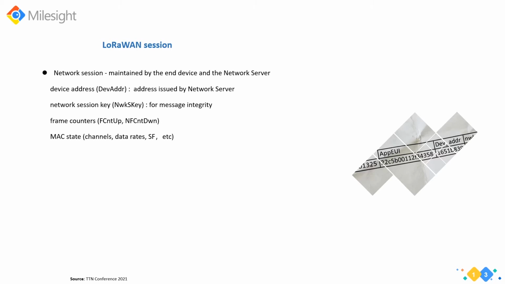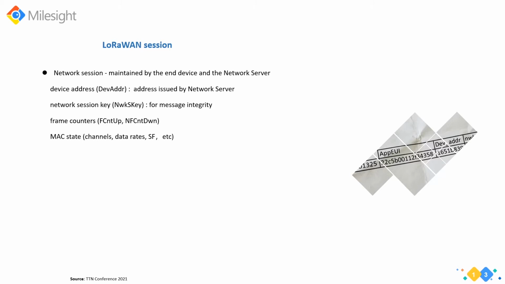And now we know a LoRaWAN session actually contains two different sessions. The end device needs to unlock the communication with the network server with a key, and after that unlock the communication with the application server with another key. The network session, between the end device and network server, contains a device address. Here you can find DevAddr, the device address. That's a 4-byte address generated or issued by the network server. And there is a network session key.